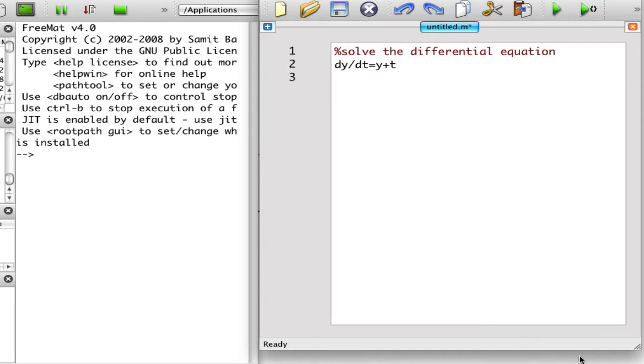Okay, wait. All right. So what does it mean when I put a percent? Comment. Okay, so that's what we're doing, right? That's what we're going to do.